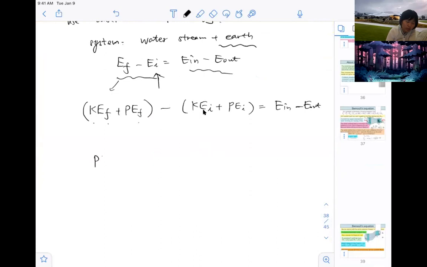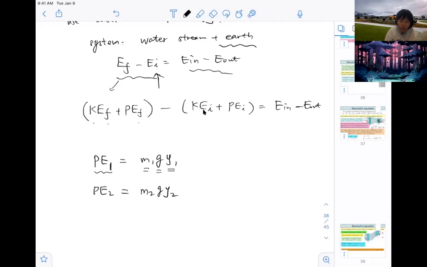So potential energy at location 1, or you can say at a particular location, it's going to be m1 g y1. So the mass of the water times g, which is 9.8 meters per second squared, times the height of the water. Okay, y1 is how high your water is above your reference point. Potential energy at location 2 is m2 g y2.